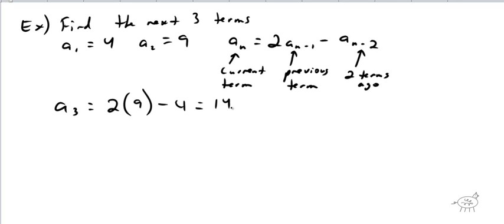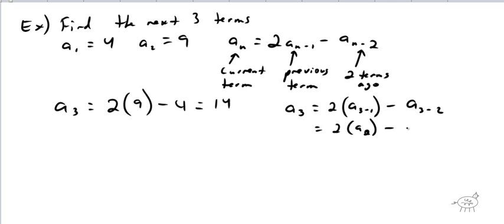Now you can look at it that way, or I can say, watch this. I'm just going to do it all mathematically, just with numbers. A sub 3 is 2 times a sub 3 minus 1 minus a sub 3 minus 2. So it's 2 times a sub 2 minus a sub 1, which is exactly what I did here. 2 times a sub 2 minus a sub 1. Okay? But I like to look at it as the previous term or the one before that.